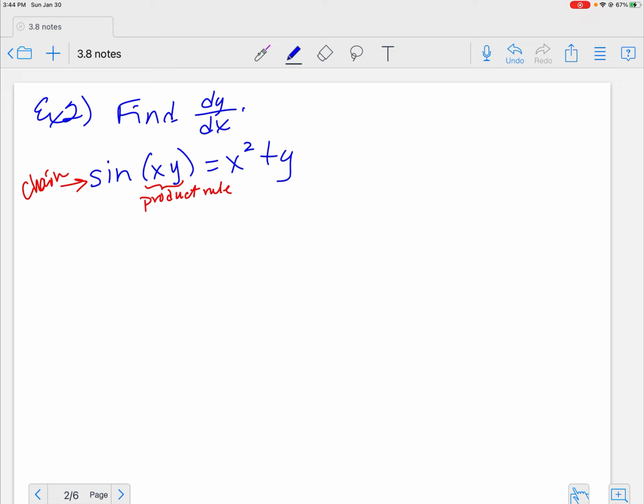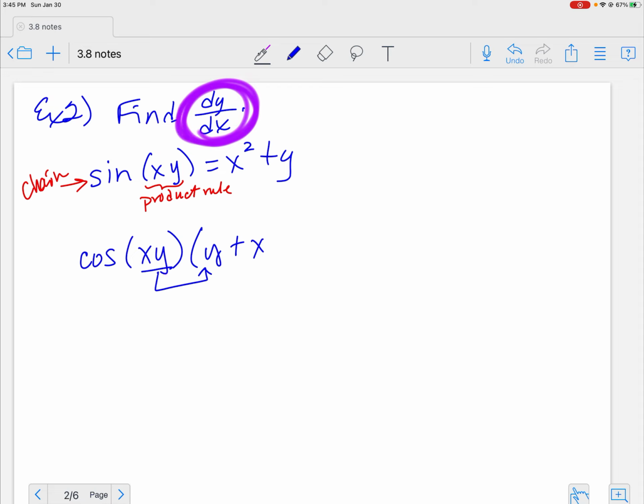Okay, so the derivative of the left here: the derivative of sine is cosine, keeping the guts. Then I multiply by the derivative of the inside. And when you multiply by the derivative of the inside, we're doing the product rule, right? So the derivative of the first is just a 1 times the second, which will give me a y, plus the first times the derivative of the second. And this is with respect to x, right? So that's where that dy dx is going to come into play here.